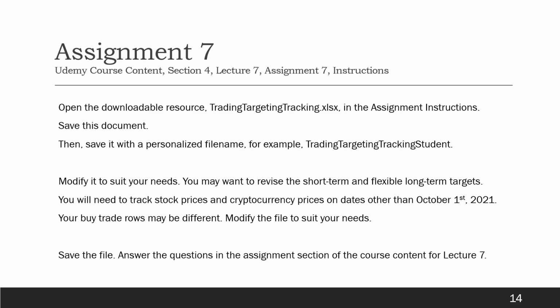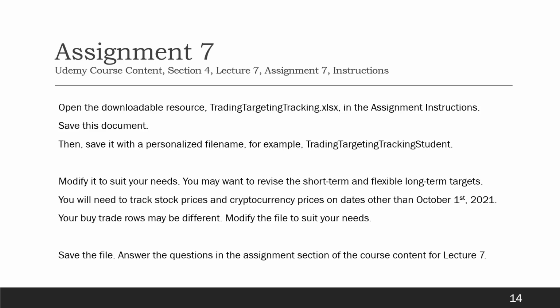Assignment 7. Personalize the purchase of assets and personalize your trading, targeting, and tracking spreadsheet as you do your version of this simulation. Open the downloadable resource Trading, Targeting, Tracking.xlsx in the assignment instructions. Save this document, then save it with a personalized file name, for example, Trading, Targeting, Tracking Student. Modify it to suit your needs. You may want to revise the short-term and flexible long-term targets.